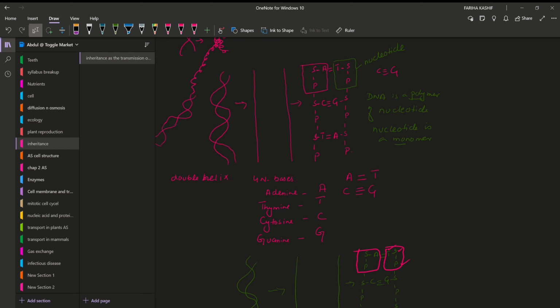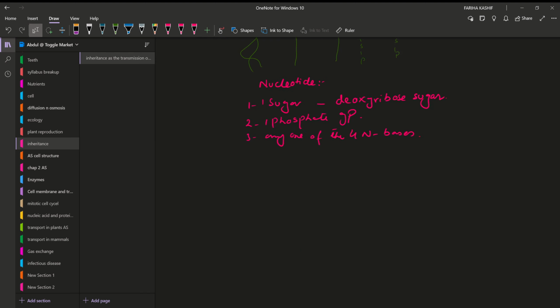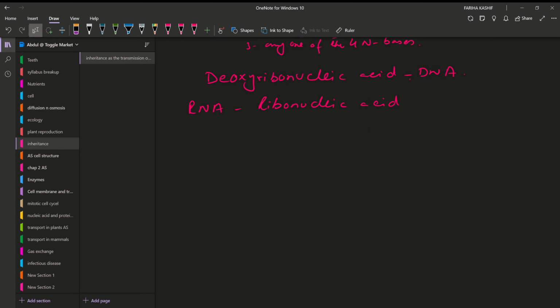Okay, now we are going to study the structure of RNA. What is the meaning of RNA? DNA means deoxyribonucleic acid, whereas RNA means ribonucleic acid. DNA is a double-stranded structure, whereas RNA is a single-stranded structure.